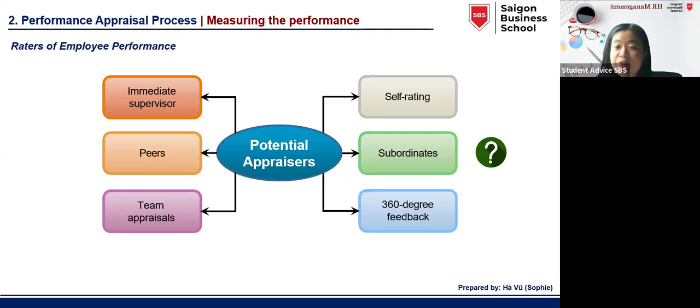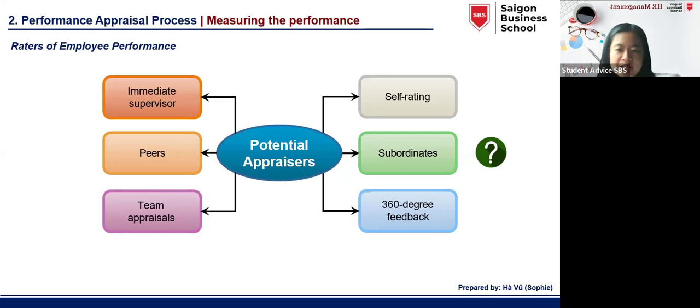Next one, self-evaluation. Some enterprises use self-evaluation to promote a culture of participation and self-development. However, employees often rate themselves more favorably than their supervisor or peers, and there can be a lack of agreement between self-rating and supervisor rating, particularly when the ratings are related to rewards.